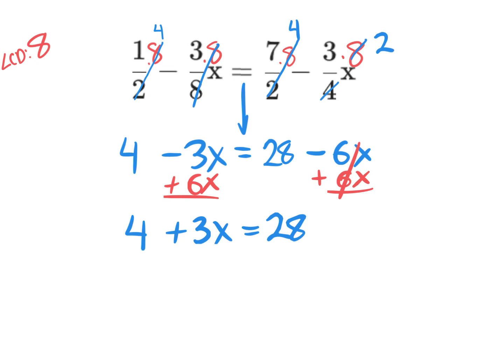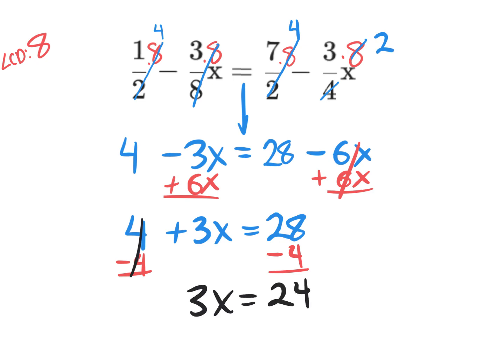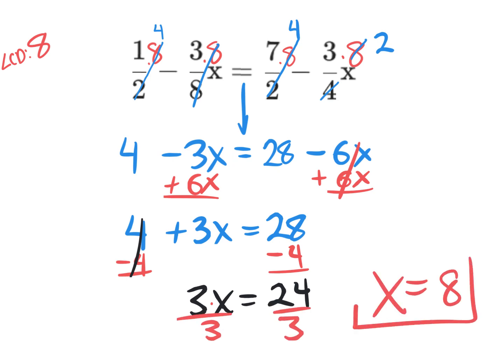I want to get x by itself. I need to get rid of both the 3 and the 4. The question is, which one do I get rid of first? That would be the 4. So let's subtract 4, subtract 4. That cancels, 3x equals 24. And that really means 3 times x equals 24. So you're going to divide by 3 and divide by 3, giving you your final answer, x equals positive 8.